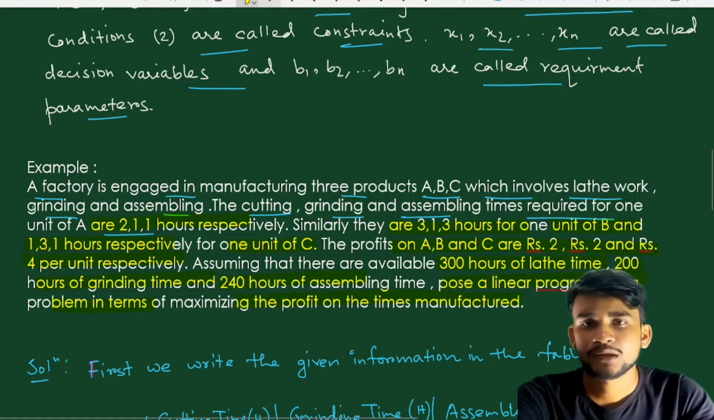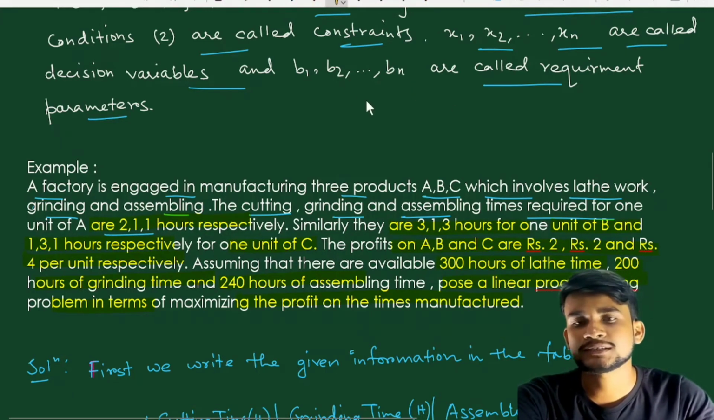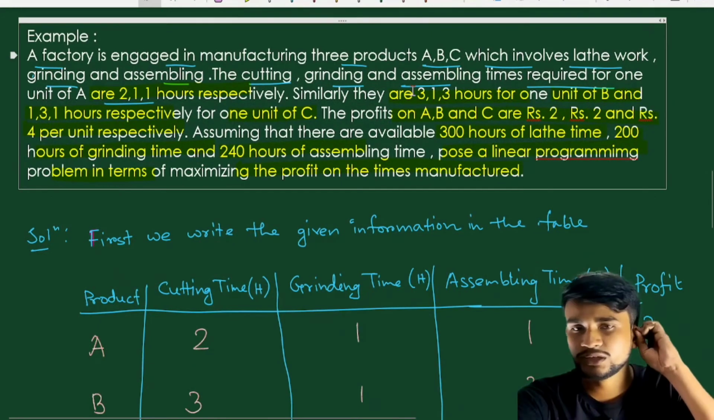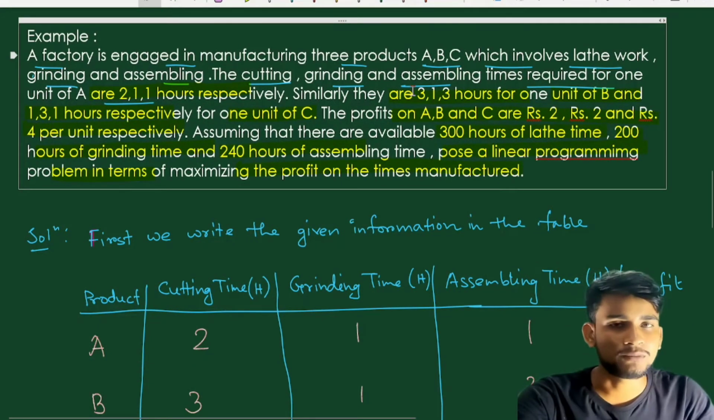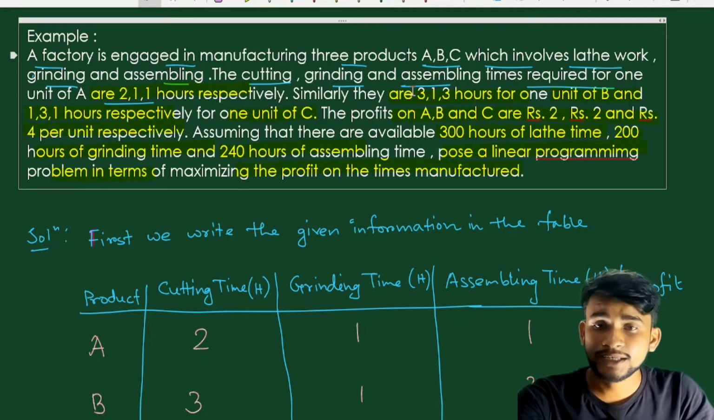So how can we formulate this LPP? First we write the given information in tabular form, and then we can very easily formulate the linear programming problem. First we have to understand what is given, and understand the given information properly, otherwise we can't make the LPP, that is, the linear programming problem.